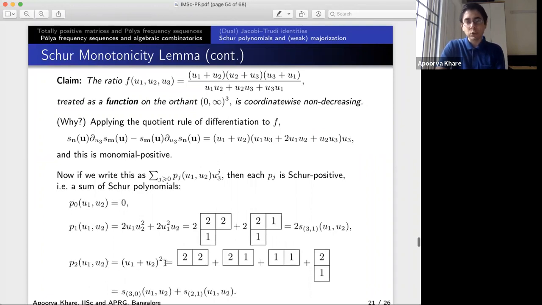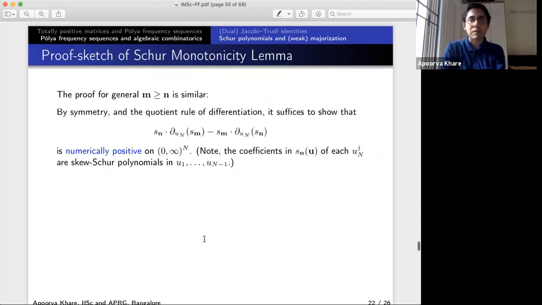And the quadratic term is U1 plus U2 squared, which is also a sum of Schur polynomials. It is not a Schur polynomial. In any case, every single coefficient here is Schur positive in this specific example. And that's a more recent phenomenon, as I said, of numerical positivity of the ratio function, or, let's say, the derivative in the quotient rule, upgrading to monomial positivity, further upgrading to Schur positivity. This turns out to happen in general.